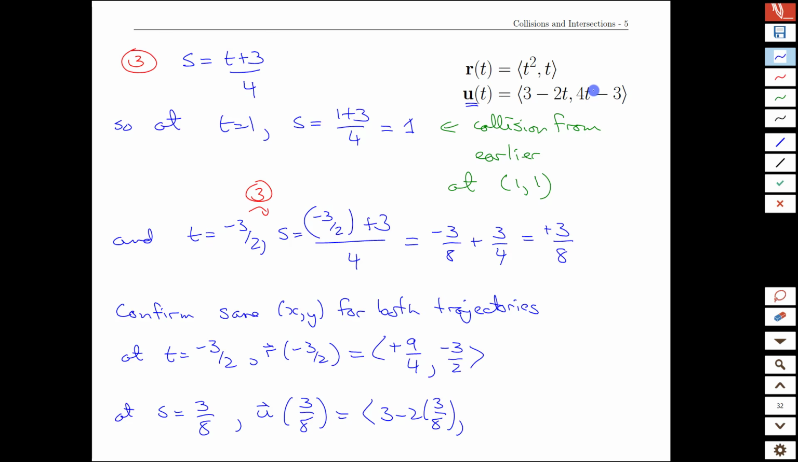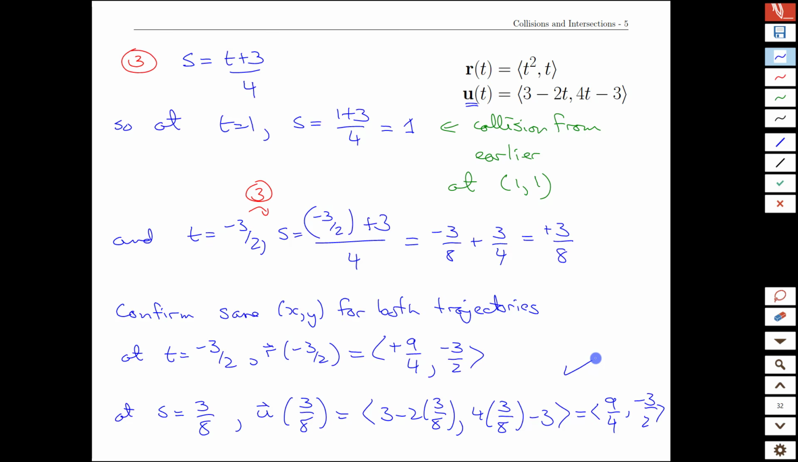And let's do the other one while we're here. 4 times 3/8 minus 3. And again, if we do our quick calculations, that's minus 3/4. Oh, that's exactly 9/4. Phew. And also, if we do the algebra here, this will be 3 halves minus 3. That's also negative 3 halves.